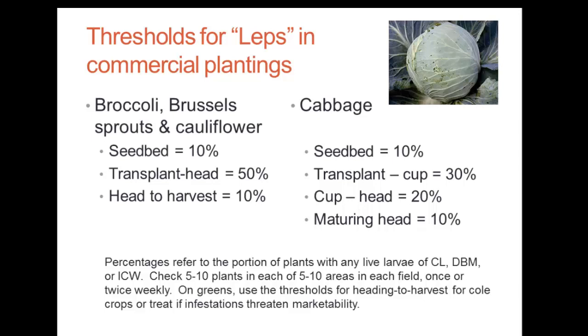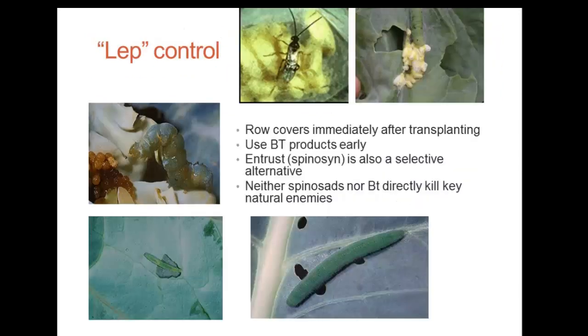From transplant to cupping in cabbage or to heading in broccoli and Brussels sprouts and cauliflower, you pretty much say, a few of those things eating a little bit of leaf material doesn't bother me much. I'll let them alone. Their natural enemies will build up and it'll help keep them in check. And then when you've got a crop that's heading and you don't want a worm in the head if you're going to eat it or sell it, if that's your standard, then you spray when numbers are a little lower again. And this is percentage of plants infested with any kind of, quote, Lep.